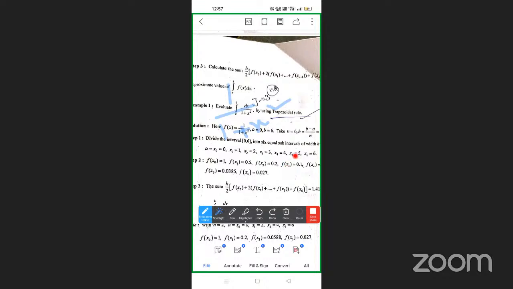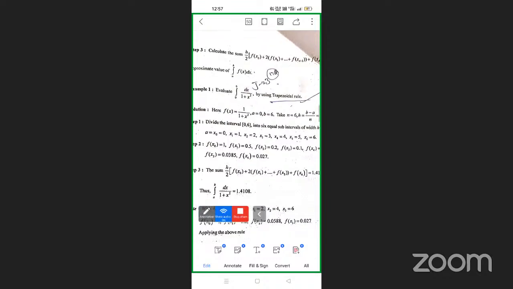For x4, x is equal to 5, so that is 1 by 1 plus 25. Next, x is equal to 6, so this is f of 6. These are x0, x1, x2 up to x6 and the corresponding f of x0, f of x1 up to f of x6 values. Next, applying the trapezoidal rule.